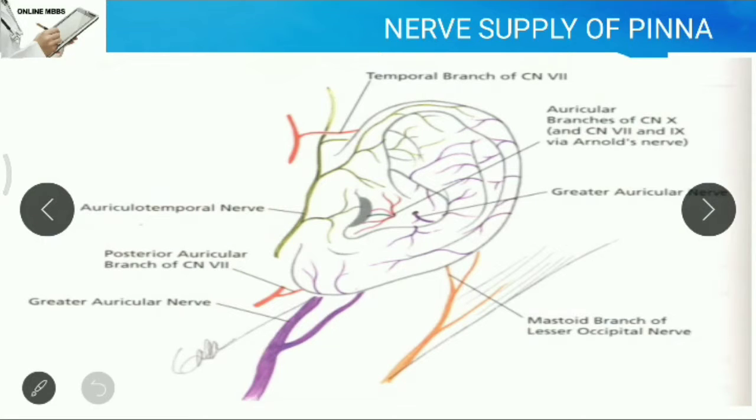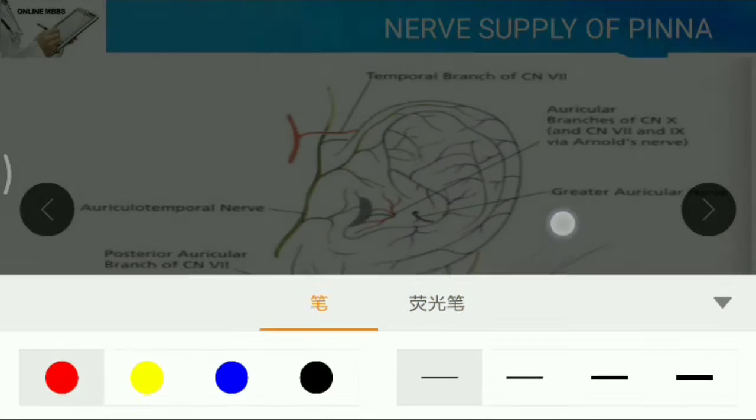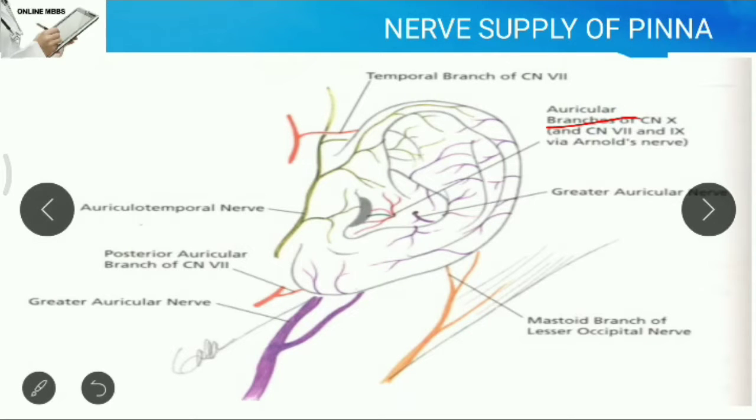Now comes the nerve supply of the pinna. It is supplied by the auricular branch of cranial nerve 10, the auricular branch of cranial nerve 10, and by the greater auricular nerve, the lesser occipital nerve, the auriculotemporal nerve, and the posterior auricular branch of cranial nerve 7.